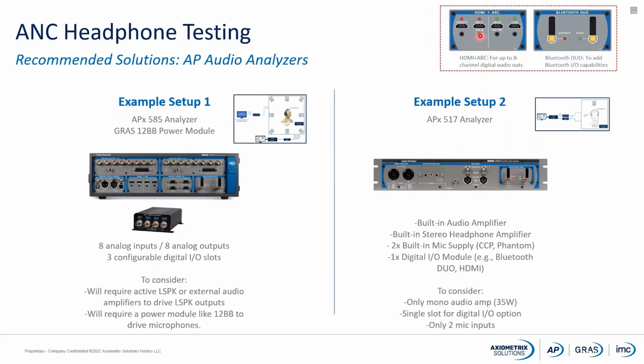Otherwise, if we're working with Bluetooth headphones or headsets, we could be using the Bluetooth Duo module, and this could be used also here in the APX 517 or the APX 585. With such a configuration, we'll be able to directly connect to a Bluetooth headphone and headset and send signals to the headphones, or receive the signals from the microphones in the headset as well.